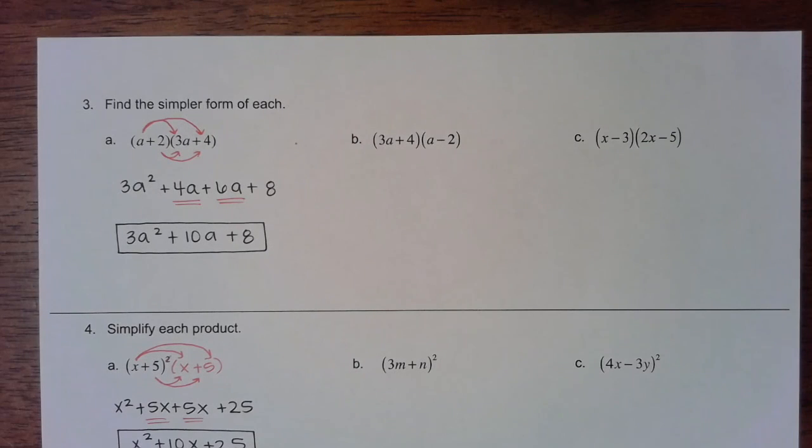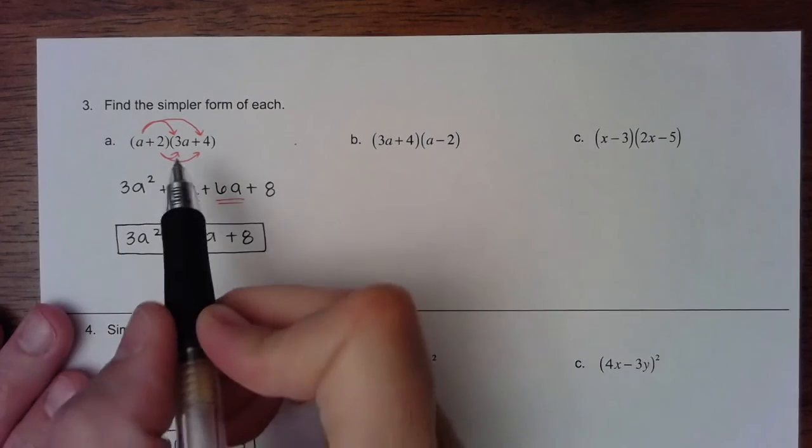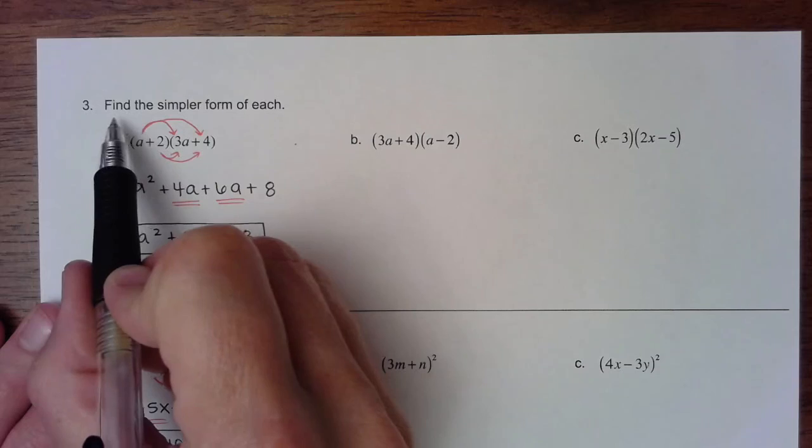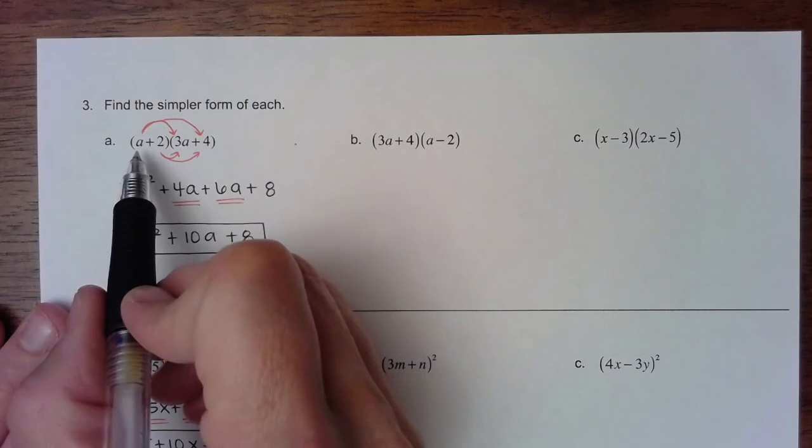In my notes today, I won't be using the box method. I'll be using the FOIL method, but you're welcome to try them with the box method if you feel like you understand that method better. This is what the work's going to look like. So find the simpler form of each. It means I'm doing multiplication.